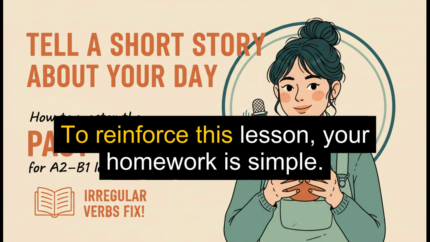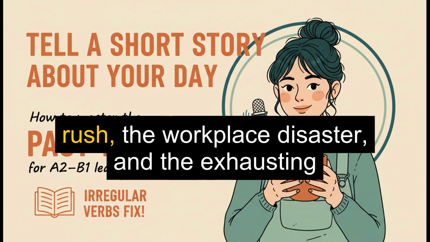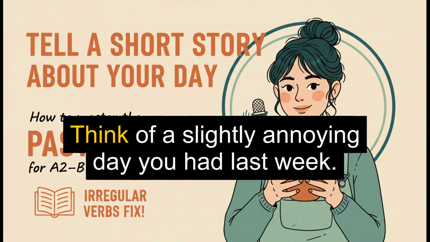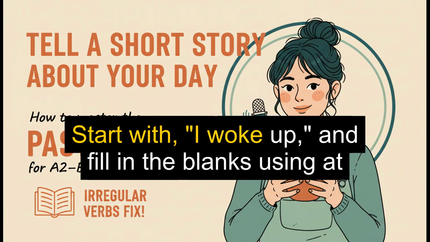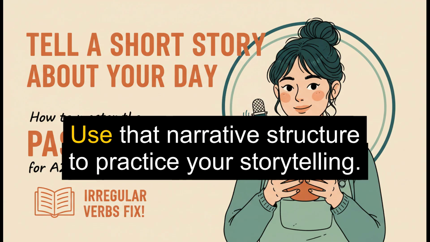To reinforce this lesson, your homework is simple. Take the structure of Mark's story, the 3 parts, the morning rush, the workplace disaster, and the exhausting evening, and substitute your own details. Think of a slightly annoying day you had last week. Start with I woke up and fill in the blanks, using at least 5 of the new irregular verbs we learned today. Use that narrative structure to practice your storytelling.